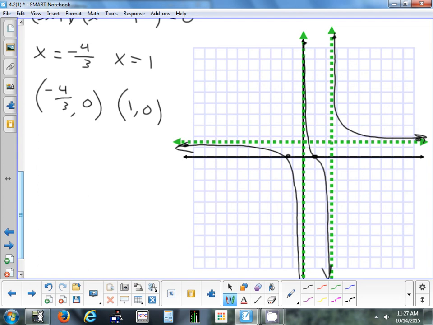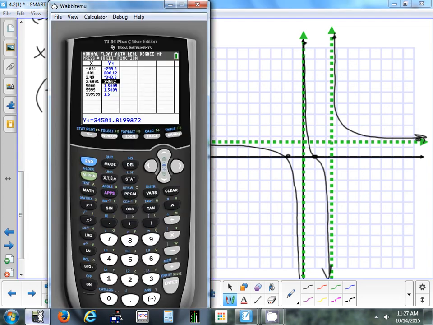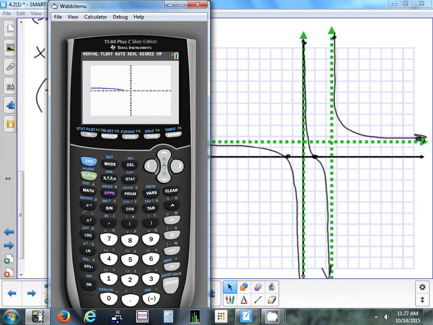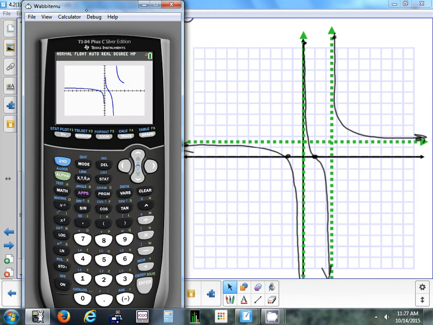I'd say that's what the sketch should look like. Let's take a look. Okay, and is that pretty much what we got? Yeah. Notice as the graph starts to get really, really steep, the calculator has a hard time drawing it because it's almost vertical, but the blue line does not stop right there.